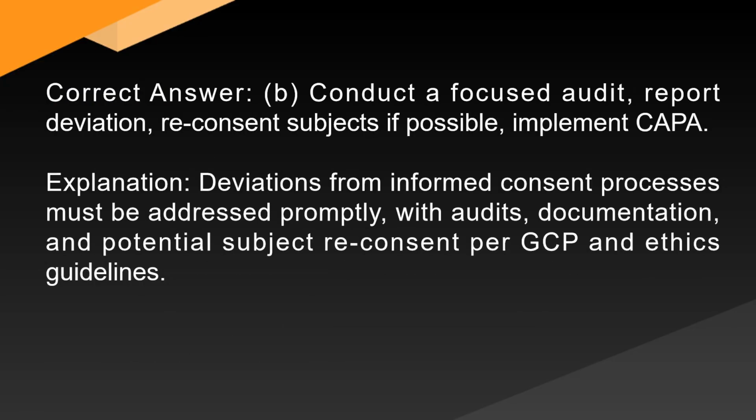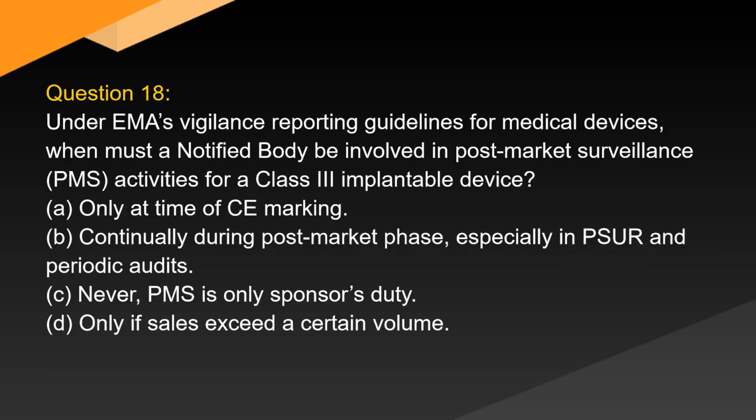Correct answer. B. Conduct a focused audit, report deviation, reconsent subjects if possible, implement CAPA. Explanation. Deviations from informed consent processes must be addressed promptly, with audits, documentation, and potential subject reconsent per GCP and ethics guidelines. Question 18. Under EMA's vigilance reporting guidelines for medical devices, when must a notified body be involved in post-market surveillance, PMS, activities for a Class III implantable device?